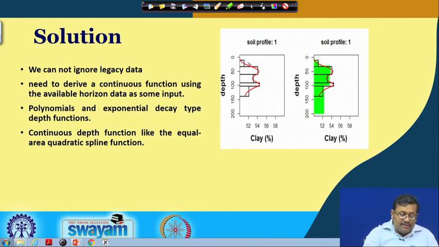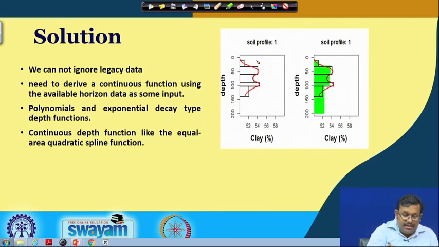This is a continuous depth function like an equal area quadratic spline function. You can see here the available soil data for different depths, like 10 to 20, then 20 to 60, and so on up to 140. We are fitting a continuous depth function like the equal area quadratic spline function, represented here by this red line, and using this continuous depth function we can predict the value at a particular depth.